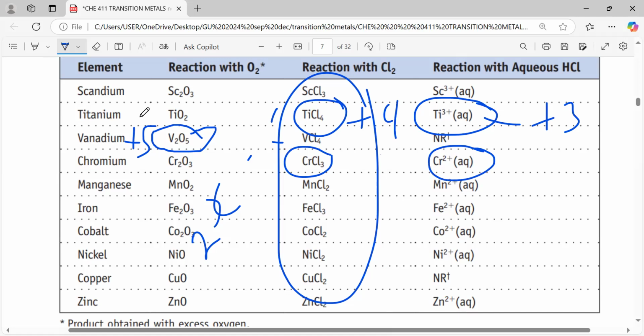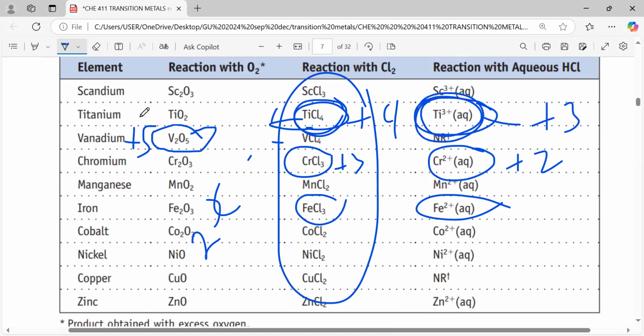You can see here it will be chromium 3, and here it's chromium 2 with HCl. Here it's iron 3, here it's iron 2 with HCl. So you can see the strength of the oxidizing agent affecting the oxidation state. For example, with a strong oxidizing agent, we get titanium 4 here. But when we use a weak oxidizing agent like HCl, we get titanium 3.